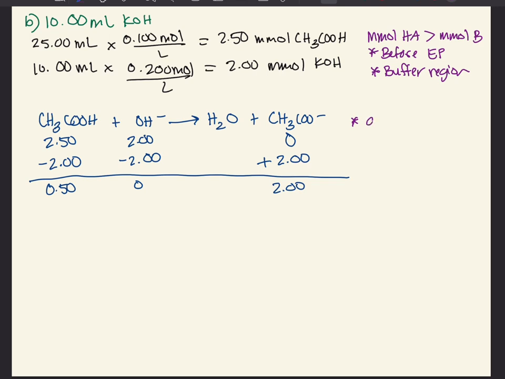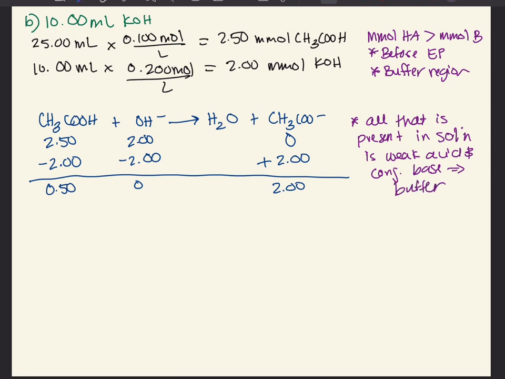So all that is present in solution is the weak acid and conjugate base. Well, what does that make? That is a buffer. So at this point, I know how much of my weak acid and conjugate base I have in solution, so I can plug it into my Henderson-Hasselbalch equation.